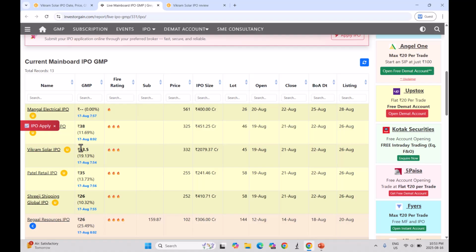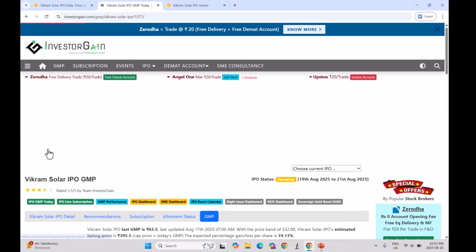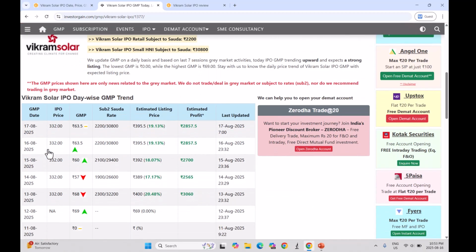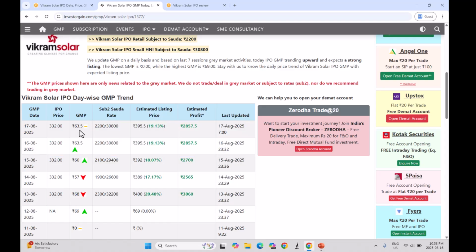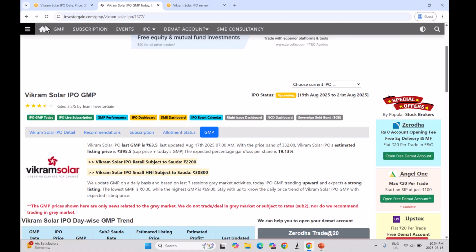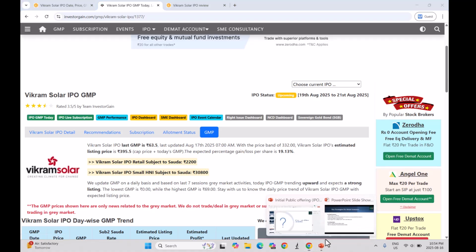It is expected the GMP is around 63 rupees, around 19.13 percent. It is expected to list at a premium of around 19.13 percent. But remember, it will change. If you click here, you can see how the GMP has changed over time. Initially it was 69, now it has decreased to 63.5. So apply on the last day of the IPO. If the GMP is more than 30%, consider the IPO, or else you can avoid the IPO.